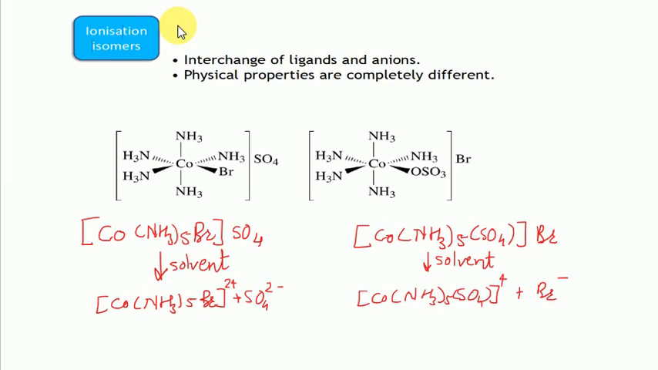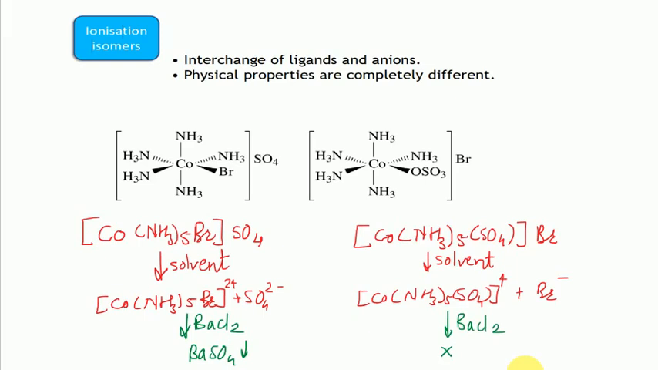If we take the test for barium chloride, if we add barium chloride solution, then the first complex gives the precipitate of barium sulfate. But for the second compound, if we treat it with barium chloride, there is no formation of precipitate. This chemical test suggests that there are two different isomers of the same compound.